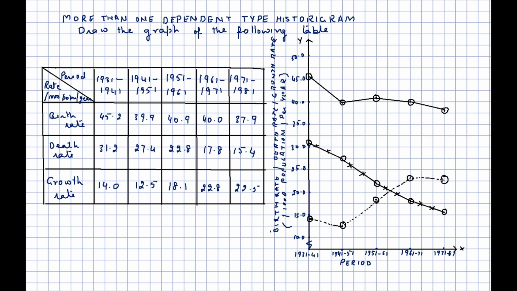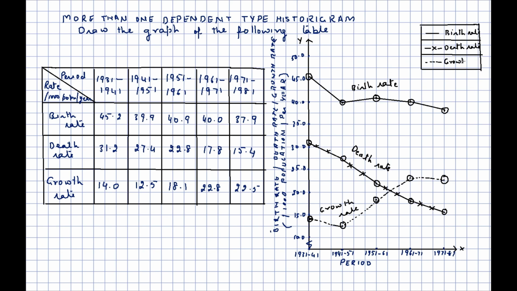Now either we will write birth rate, death rate, and growth rate directly above these lines, or we can explain these lines in the form of a legend. For example, straight line represents birth rate, this crossed line represents death rate, and dashed line represents growth rate. So you can explain these lines either in this way, or you can directly write birth rate or death rate directly above these lines, whatever suits you.